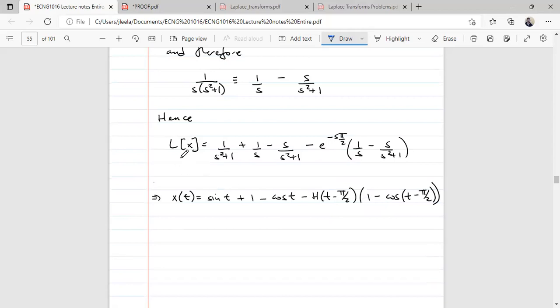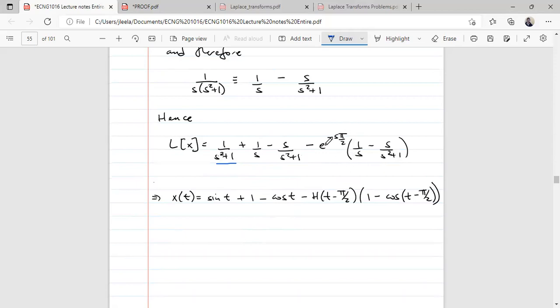And all you have to do now is take the Laplace inverse of all these terms here. So the Laplace inverse of the first term here is sine t. The Laplace inverse of 1 over s is 1. The Laplace inverse of s over s squared plus 1 is cos, well, it has a minus here, so it's minus cos t.